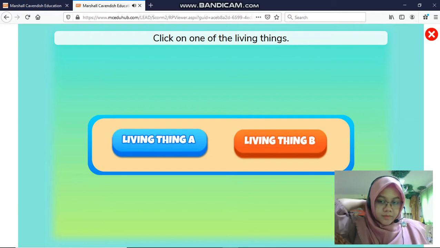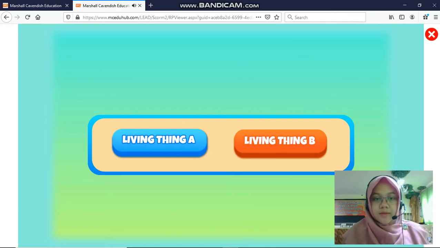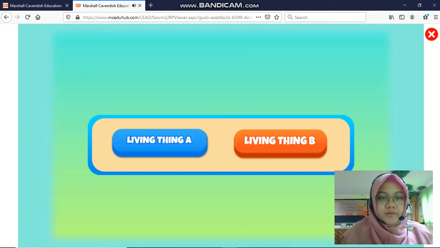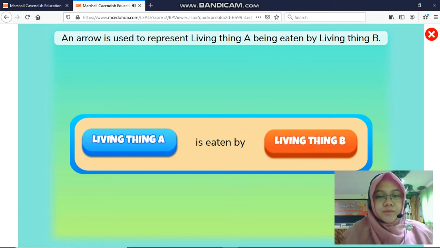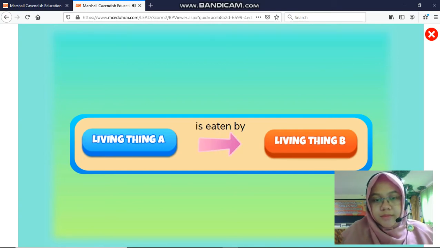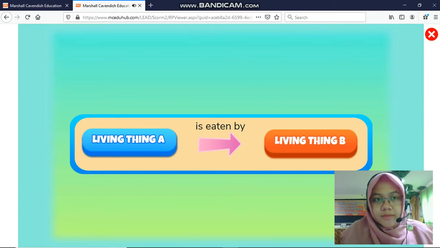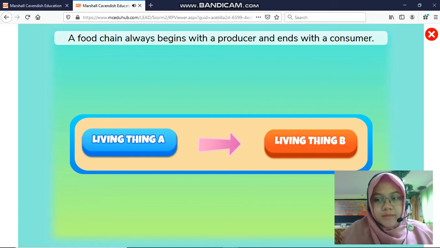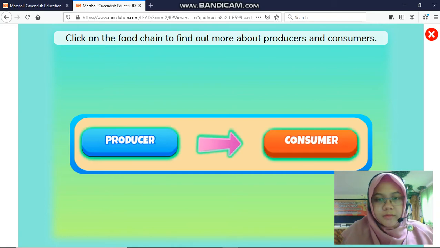Click on one of the living things. Okay, we have to select it, the first living thing A. An arrow is used to represent living thing A being eaten by living thing B. This shows how energy is transferred from one living thing to another. A food chain always begins with a producer and ends with a consumer. Click on the food chain to find out more about producers and consumers.